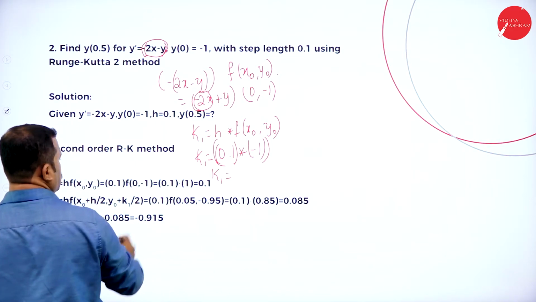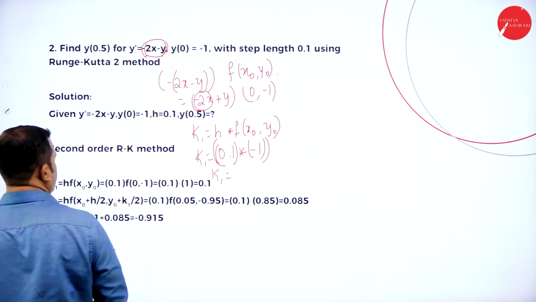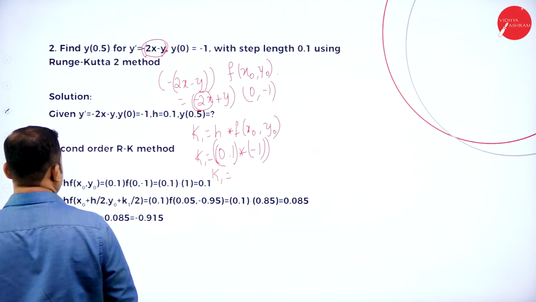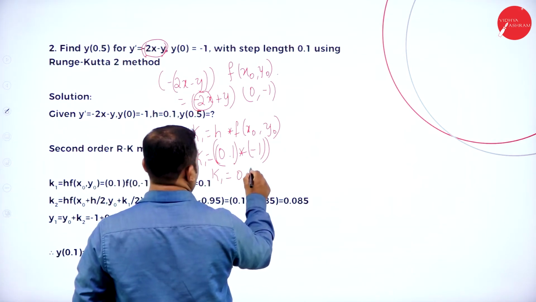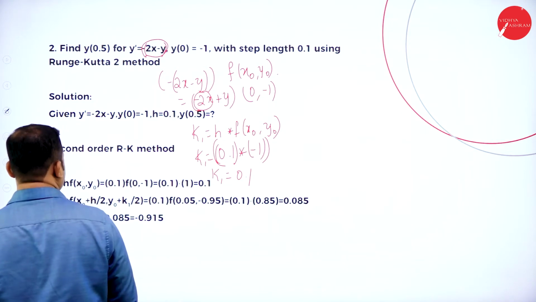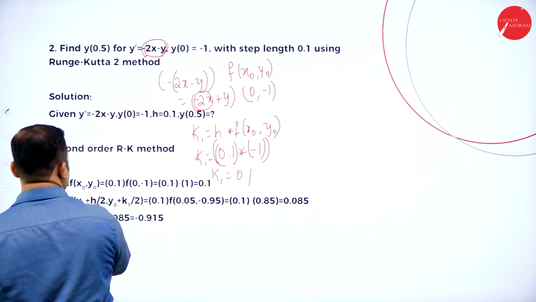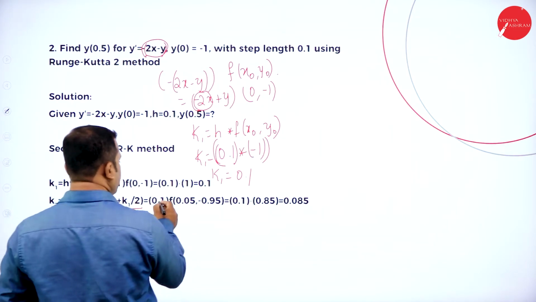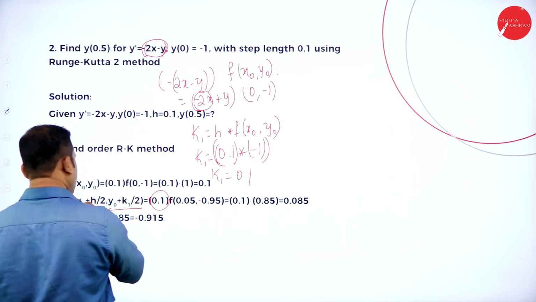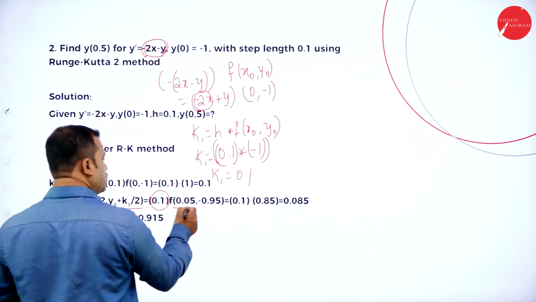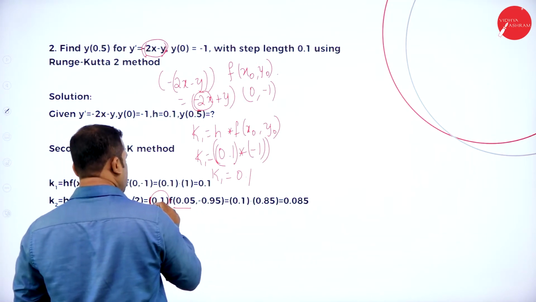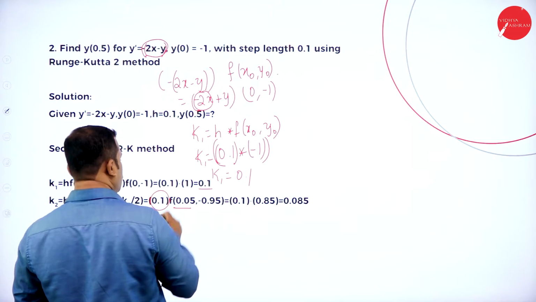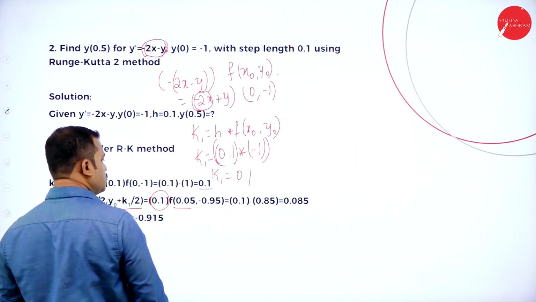That is equal to 0.1 into 1 we have here. That is k1 is equal to 0.1. Then what is the value of k2? k2 is equal to h into f of x0 plus h by 2 comma y0 plus k1 by 2. What is the value of h? It is 0.1. x0 plus h by 2 is what? 0.05 plus k1 by 2. What is the value of k1? 0.1. 0.1 by 2 is what?